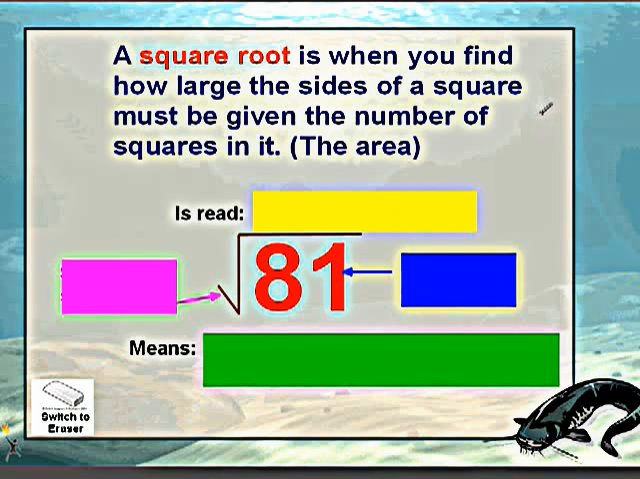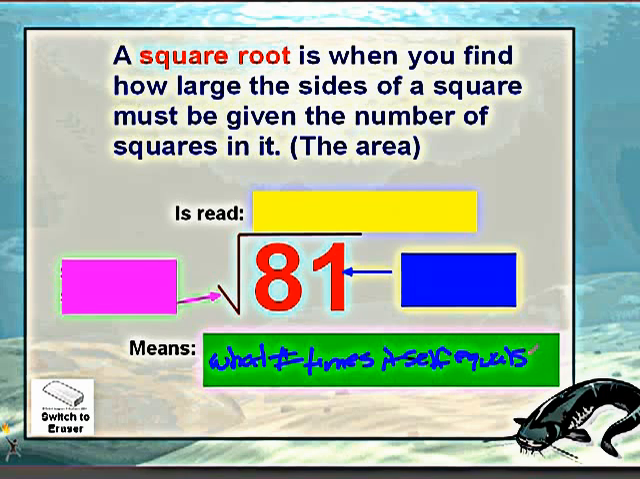Alright, square roots. Square roots is when you find how large the sides of a square must be given the number of squares in it. Basically, when you have the square root of 81, what you're trying to do is find out what number times itself equals 81. And you figure out that the square root of 81 is going to be 9, because 9 times 9 equals 81.